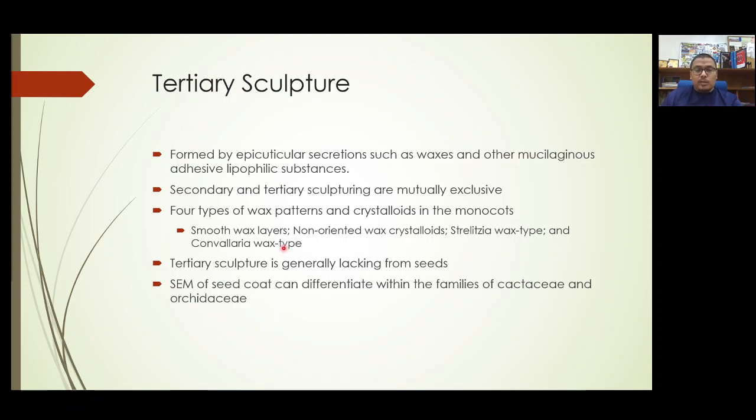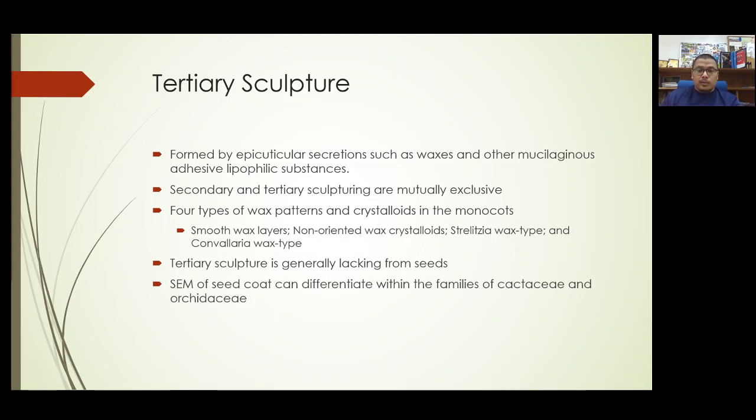Okay, so you can refer to the textbook for the detailed explanation. So basically, tertiary sculpture is generally lacking from seeds. Okay, I repeat again. The seed is generally lacking the tertiary sculpture, but in the Orchidaceae, certain tribes possess epicuticular waxes on their seed coats. Of course, in Cactaceae, some subfamilies can be identified with seed coat structuring using SEM.